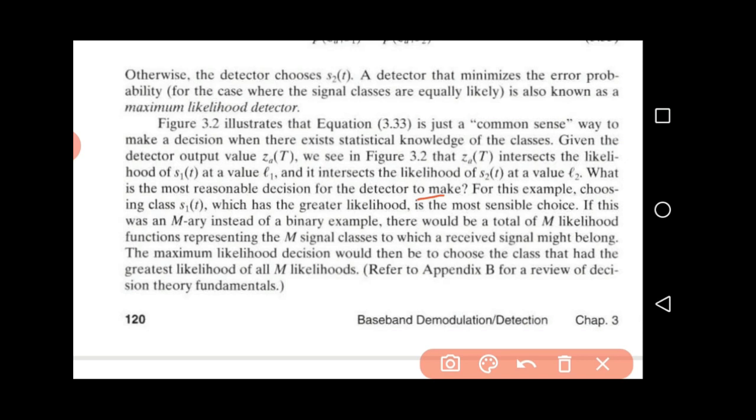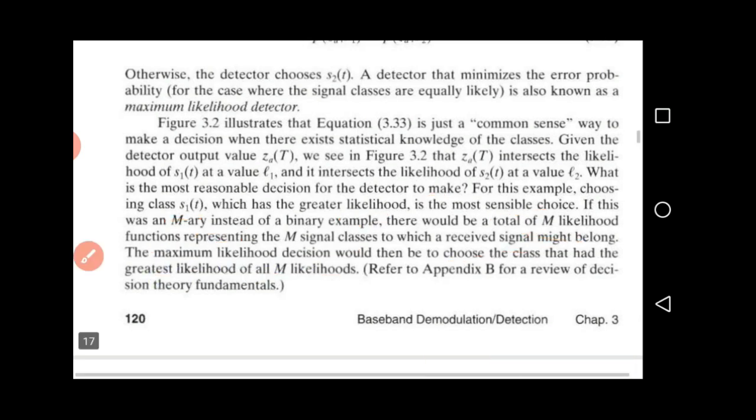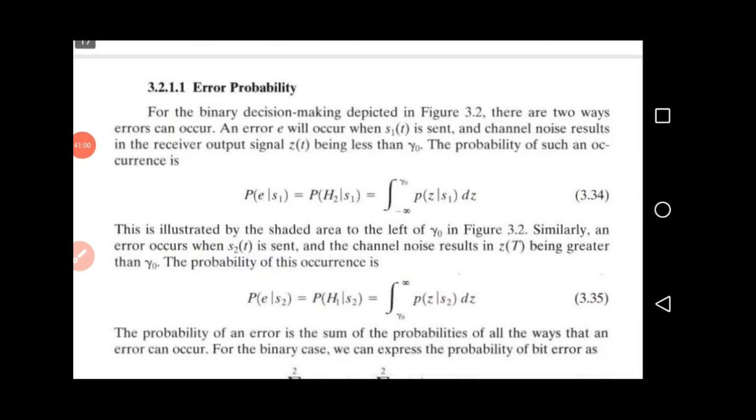For this example, choosing class S1(t), which has the greater likelihood, is the most sensible choice. If this was an M-ary example instead of a binary example, there would be a total of M likelihood functions representing the M signal classes to which a received signal might belong. The maximum likelihood decision would then be to choose the class that had the greatest likelihood of all M likelihoods. Now come to error probability.